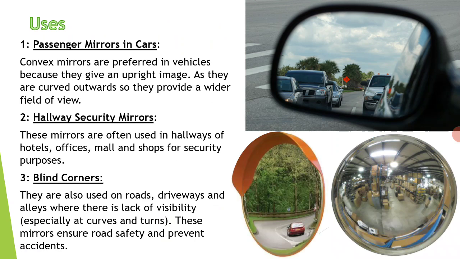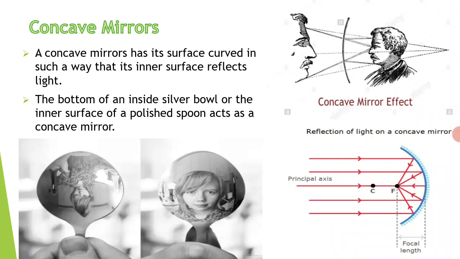The second one is hallway security mirrors. These mirrors are often used in hallways of hotels, offices, malls, and shops for security purposes. Blind corners: they are also used on roads, driveways, and alleys where there is lack of visibility, especially at curves and turns. These mirrors ensure road safety and prevent accidents.